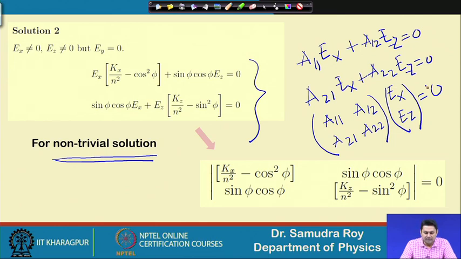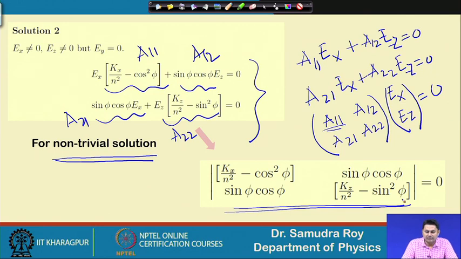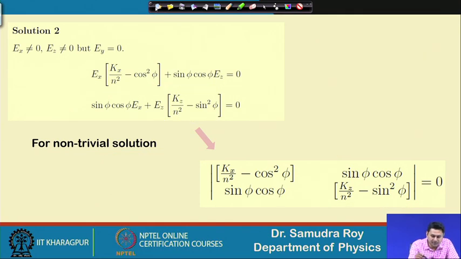So, in this case, I have A11 is this quantity, this quantity is A12, this quantity is A21 and this quantity is A22. Now if I put all these A11, A22, A21 values here, then I can have the matrix form of A11, A12, A21, A22, and the determinant of these things is 0. Once we have the determinant of this quantity 0, we will have an equation out of that.